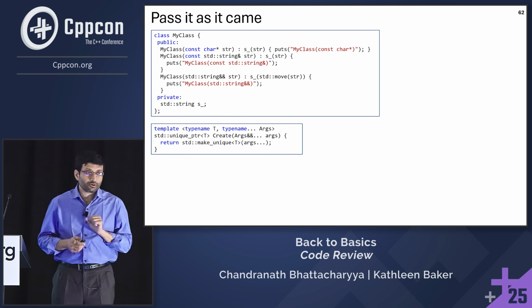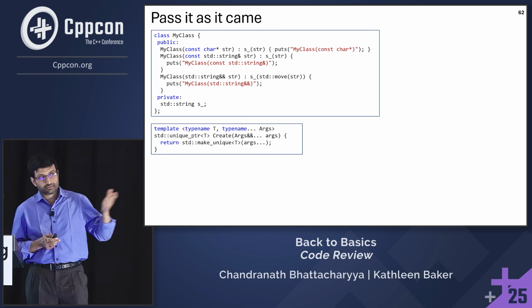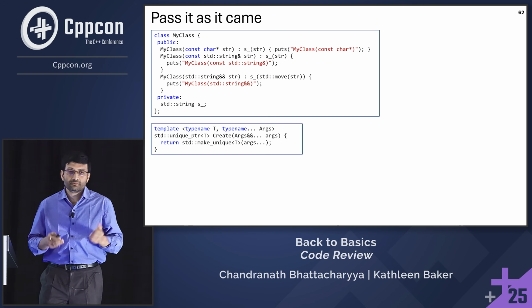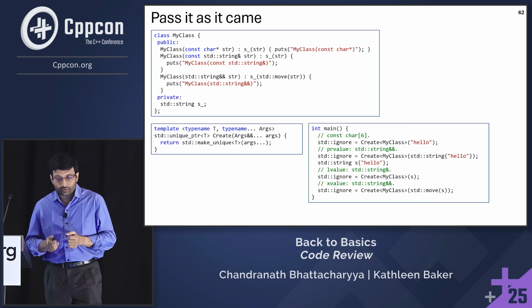Now we have another function called create, which just creates a unique pointer out of it using make unique. So it gets a variadic number of arguments and passes them to make unique to create that object. Let's look at some code.